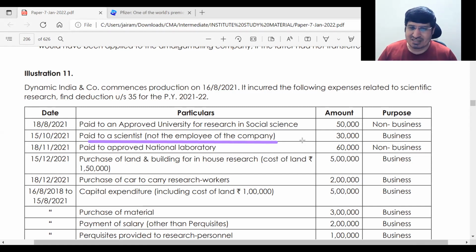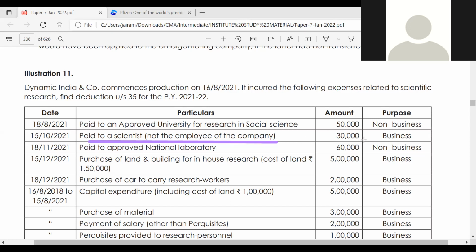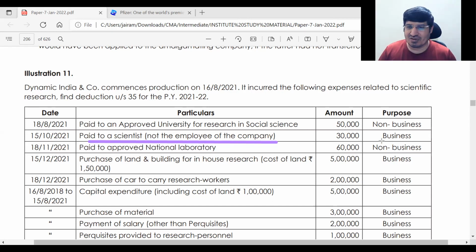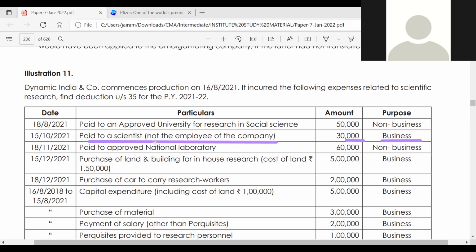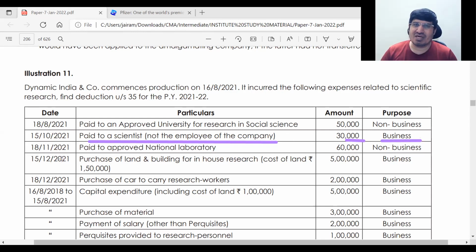Okay, so paid to a scientist. So only assumption is take that it is for in-house research work. Okay, purpose is business. So we'll get this deduction. अगर ये in-house के लिए नहीं होता तो नहीं मिलता. Okay, so problem है, you will have it very clear, so you can identify it whether it is in-house or not. They'll give. यहाँ पे दिया नहीं है बस उन्होंने, they're not given it clearly.